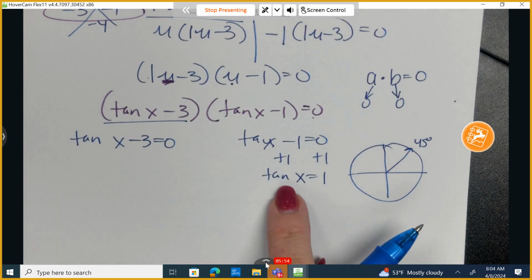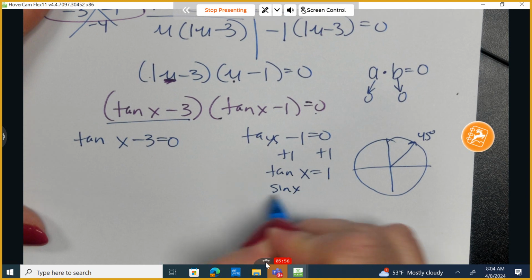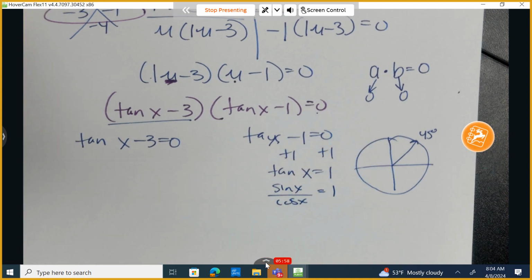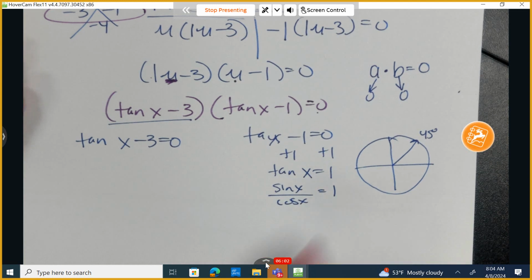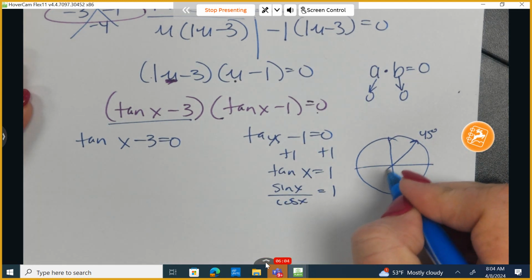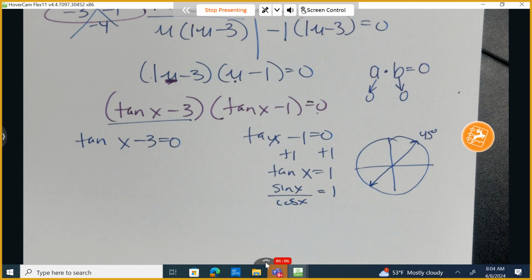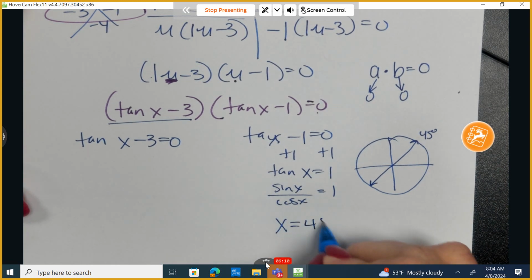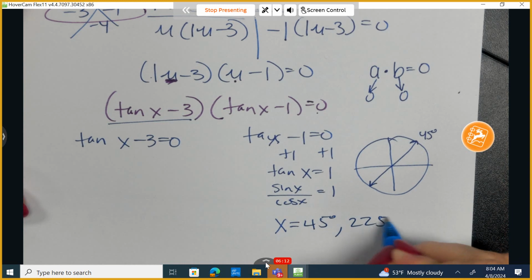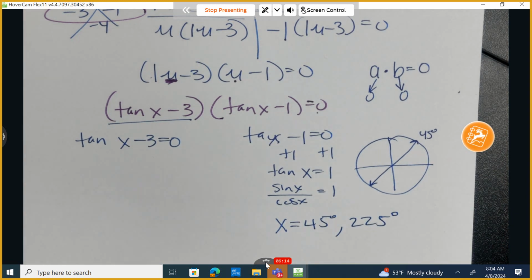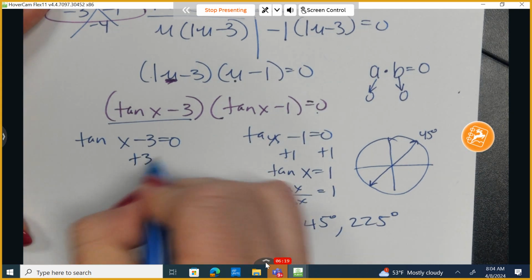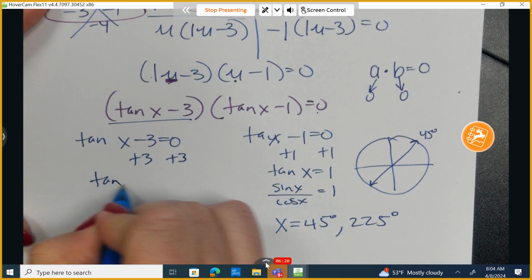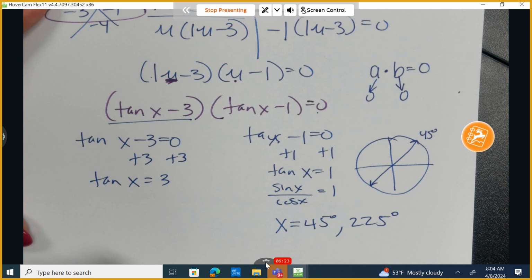Why? Because in order for the tangent to be equal to 1, sine divided by cosine has to give you a positive 1. So they have to be the exact same value divided by itself to get a positive 1. And that only occurs at both 45 degrees and at 225. So I have two solutions right now. They're tentative. That means I haven't checked them yet to see if they're extraneous. But tentatively, I believe that these are two solutions. Then I'm going to add 3 to the opposite side, and I have tangent of x equals positive 3.